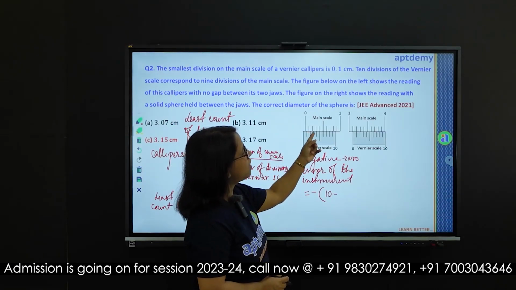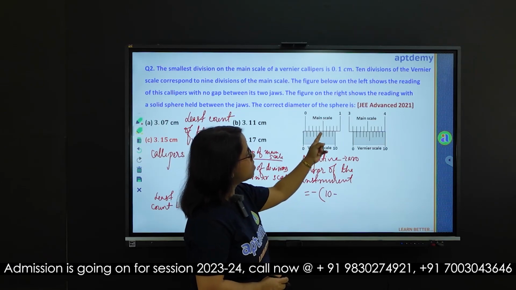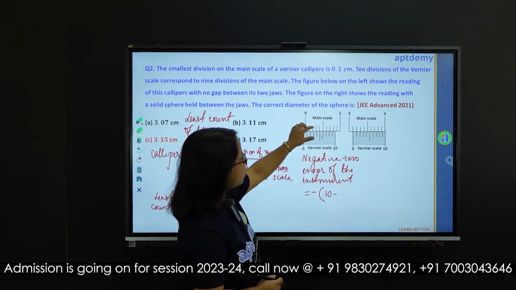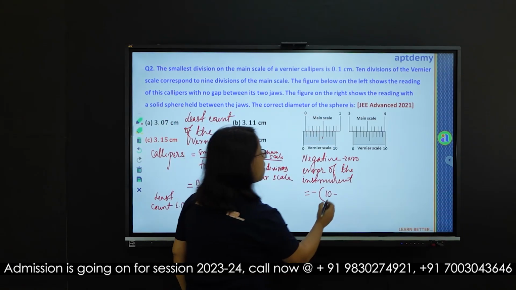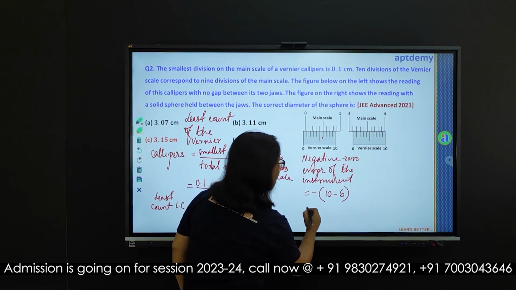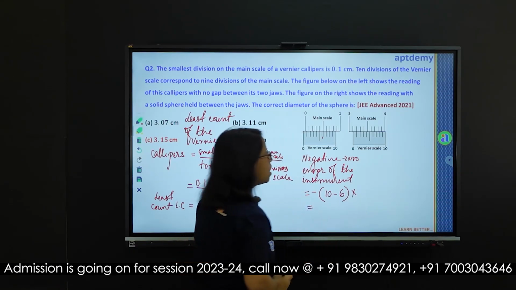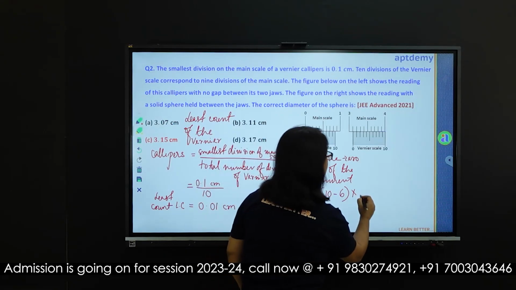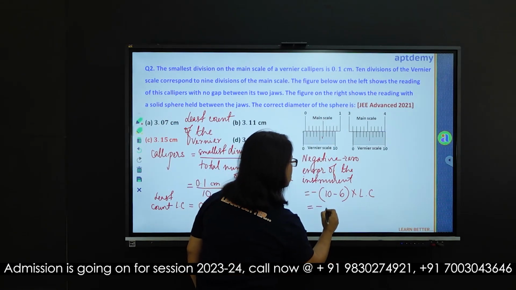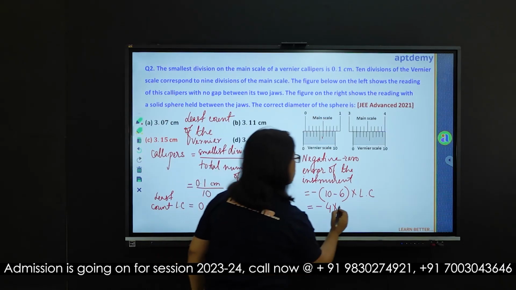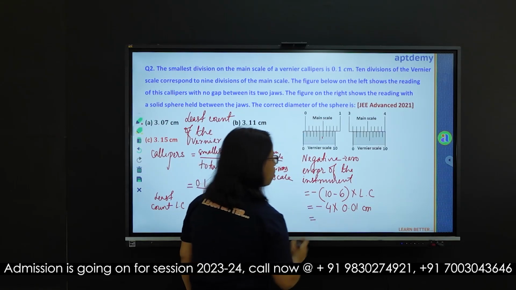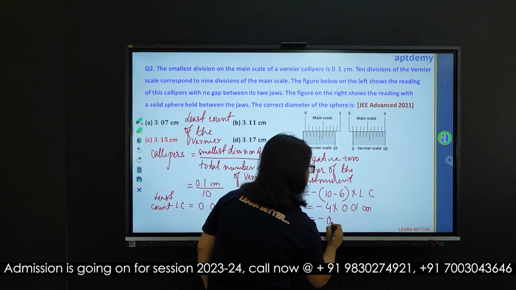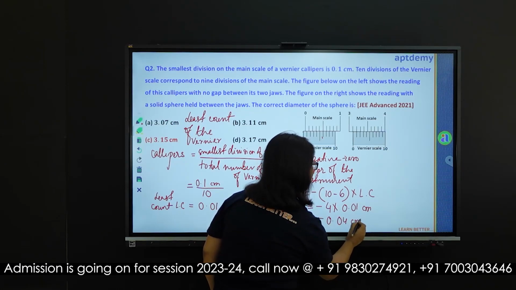Now, if you take note of each of these readings, you can see that the sixth reading is exactly in line with the main scale. So, this suggests that the sixth division of the vernier scale coincides with the main scale, so this value is to be taken as 6. This factor has to be multiplied by the least count. So, we have minus 4 times the least count, which is 0.01 in centimeters. So, the negative zero error of the instrument amounts to minus 0.04 centimeters.